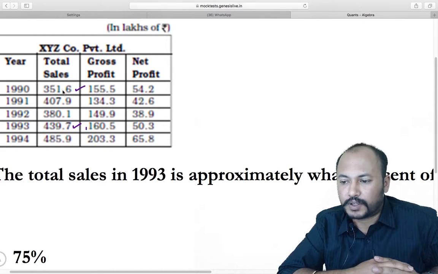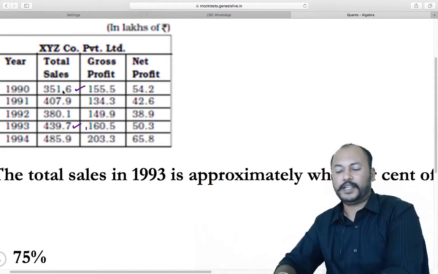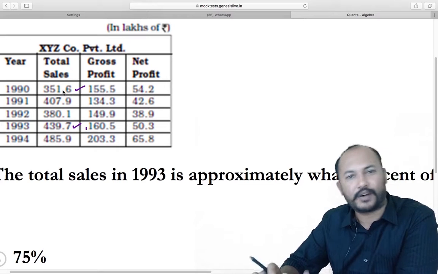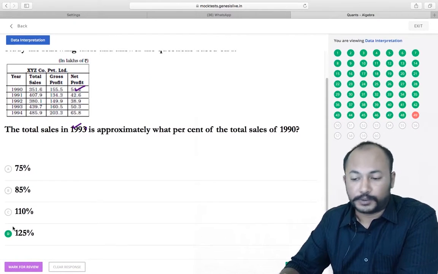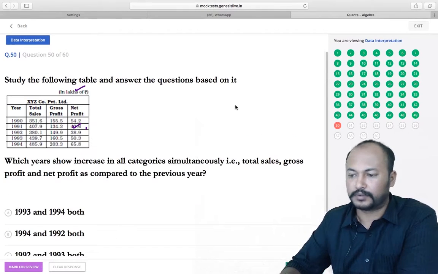So 351 plus 88 will be how much? Even that will not be approximate, okay, it will be 430 plus something. Yes. All right, great. Anyways, even this I would not do. The previous calculation that I have done is more than sufficient to rule out the remaining three options and get 125%. Hope this is clear. Let's move on to the next one.